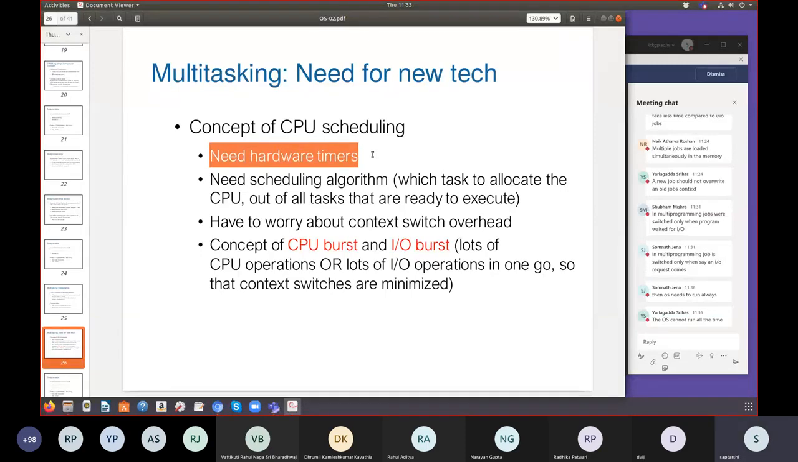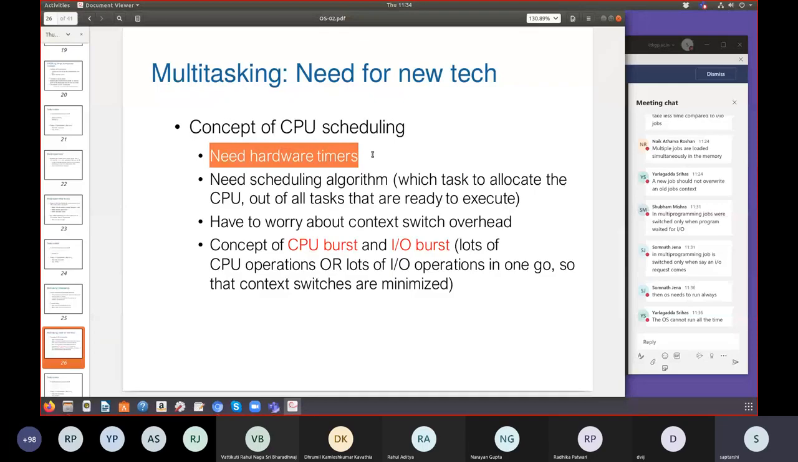Remember, there is only one processor. If job A is running, that means the OS is not running, or the kernel is not running. So if the kernel is not running, how can it keep track of time? Then the kernel would need to run always, right? So that's why when job A is running, the kernel cannot keep track of time. There has to be a separate device, a hardware timer, which keeps track of time.